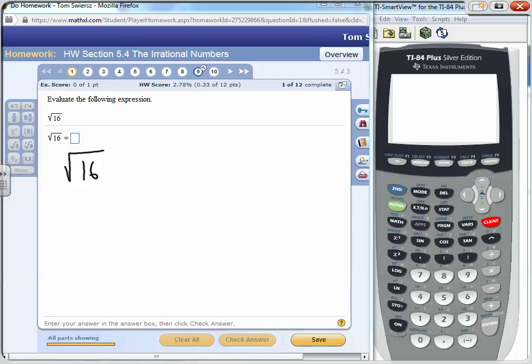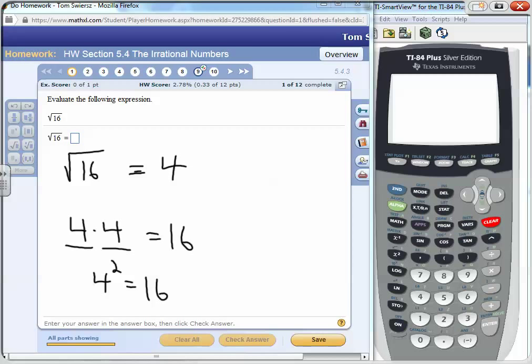Now, we have 16 here. We ask ourselves, what number times what number equals 16? You can probably figure this out in your head that 4 times 4 is equal to 16, or 4 squared equals 16. That means that the square root, since 4 times 4 equals 16, it's kind of the inverse operation. Because 4 squared is 16, that means the square root of 16 is 4.